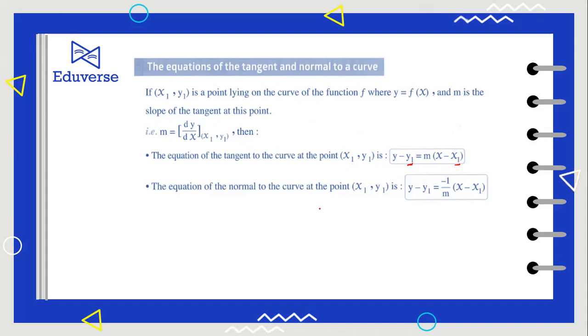If I have an x-axis and y-axis like this, this is a curve, and this point is on the tangent. Okay, so this point is x1, y1. Okay, and m is the slope of the tangent, the slope of the line. Y minus y1 equals m multiplied by x minus x1.